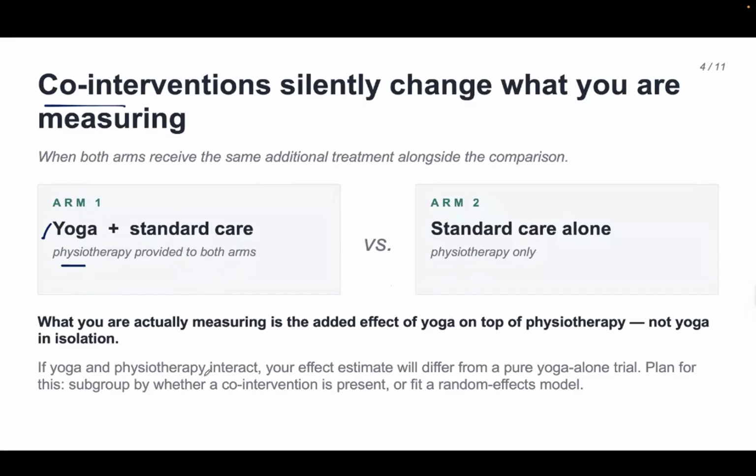If yoga and physiotherapy interact, and that is true for all complex interventions, that they interact in vivo, the effect that we are going to measure here will be different from a trial where yoga is the only intervention that is being delivered. And that is not a reason to exclude these trials. It is a reason to think carefully about how we group them in our synthesis. We might choose to subgroup by whether a co-intervention is present. We might choose to fit a random effects model that allows for additional heterogeneity over a fixed effects model. What we should not do is ignore it.